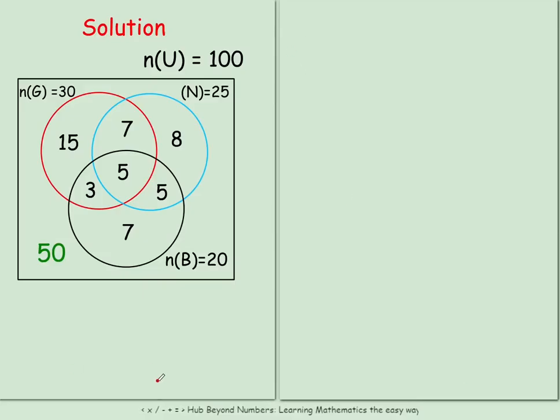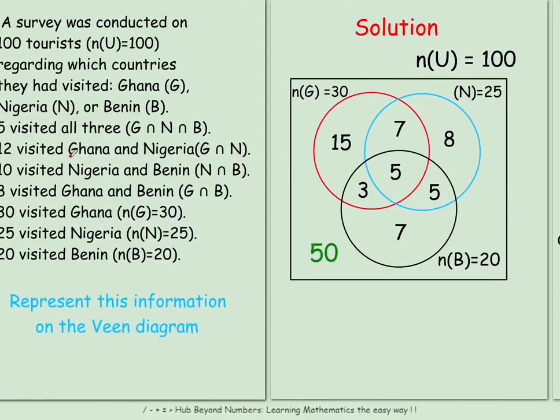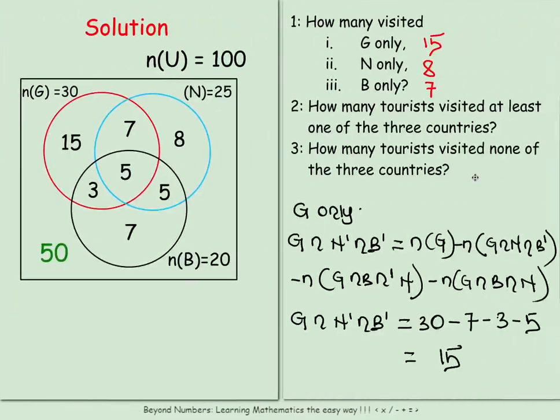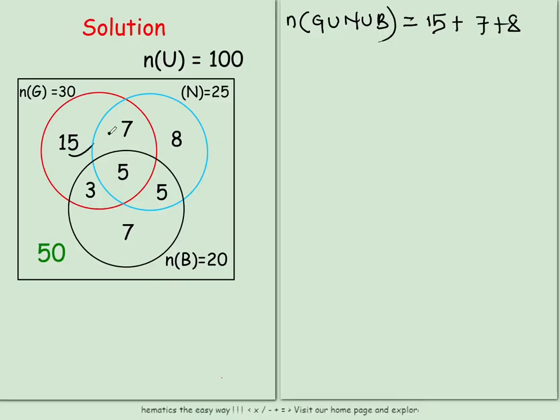Now, at least one's formula is actually what I introduced to you over here. All of this over here, that is the union of our set. But since we have been able to write out everything in the Venn diagram so nicely, look at how simple it can also be. So our universal set is then going to be what? So we can add the 15. Let's first of all add the 15 to the 7 and then to the 8.